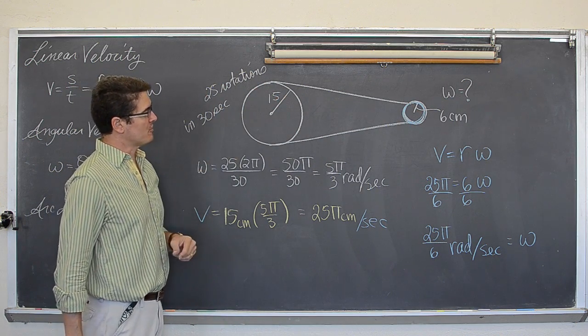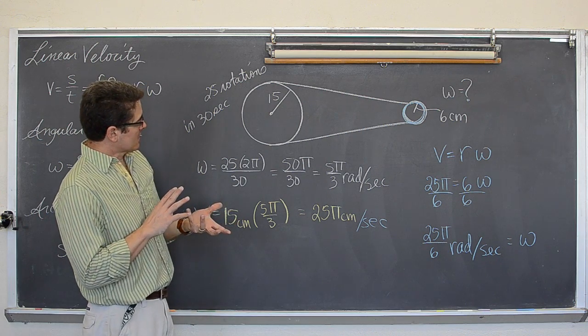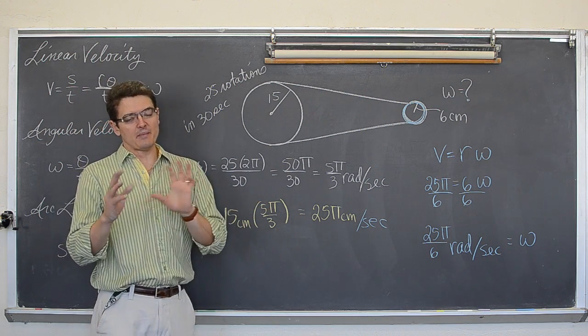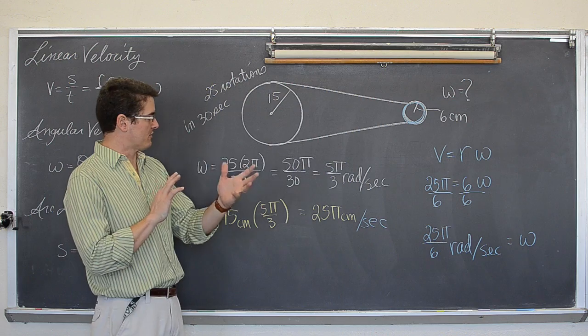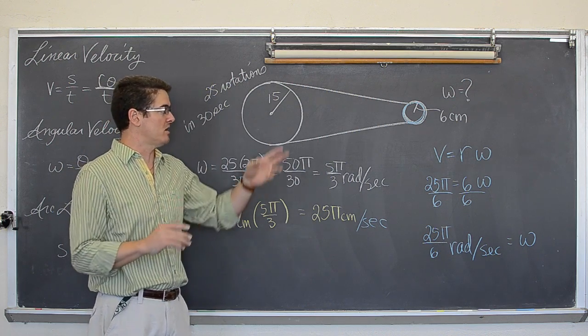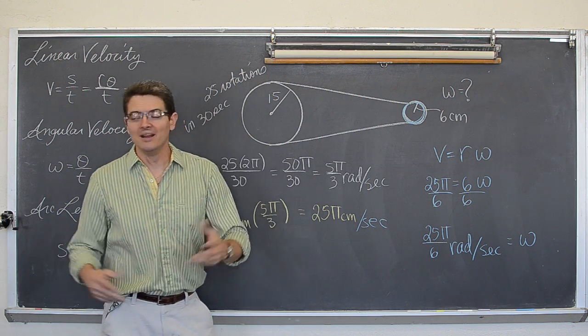So there you go, a two-part question going from angular velocity to linear velocity, and then back to angular velocity as you get to the other sprocket.